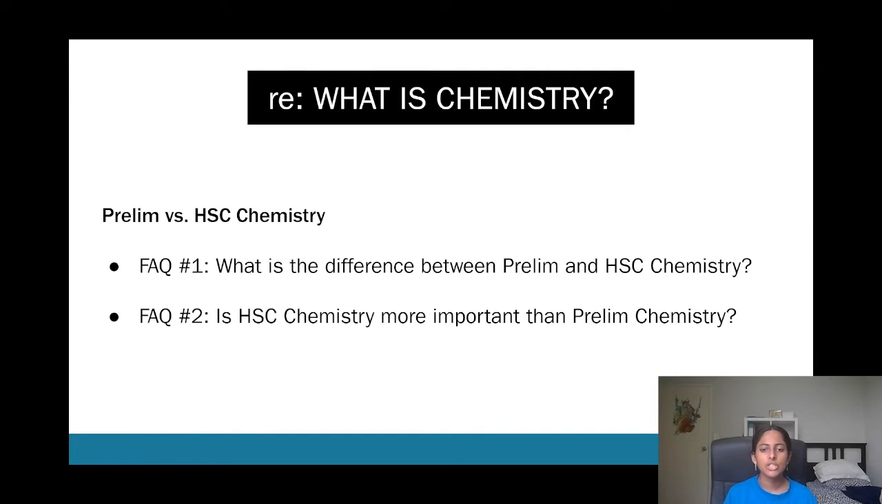HSC chemistry is obviously a jump in content and difficulty, but I find it much more interesting. The second question is, is HSC chemistry more important than prelim chem? Sort of, but that doesn't mean prelim chem is not important. Like I said, prelim chem really sets the foundations before you jump onto HSC chemistry.